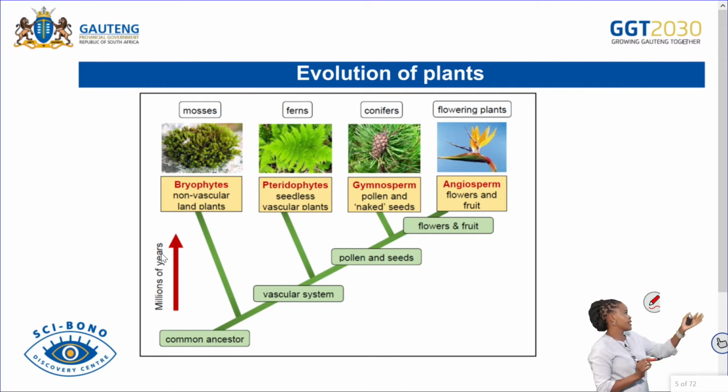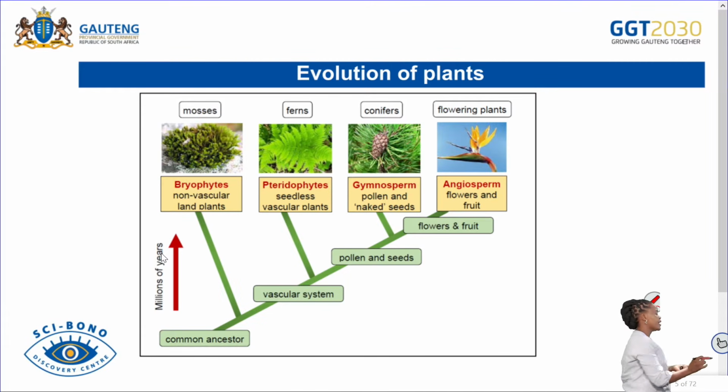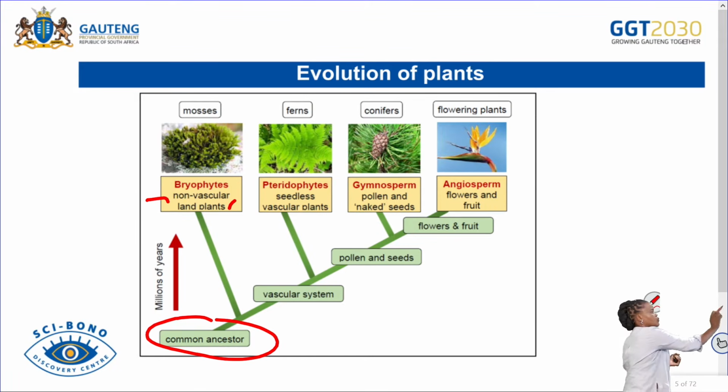Now let us check into this evolution of plants. We have the common ancestor here. And then the first descendants were the bryophytes, and the bryophytes are said to be the non-vascular plants. When we talk of the non-vascular plants, we are simply talking about organisms which do not have true roots, stems and leaves. At the same time, we have the pteridophytes, which are also the descendants of these common ancestors.